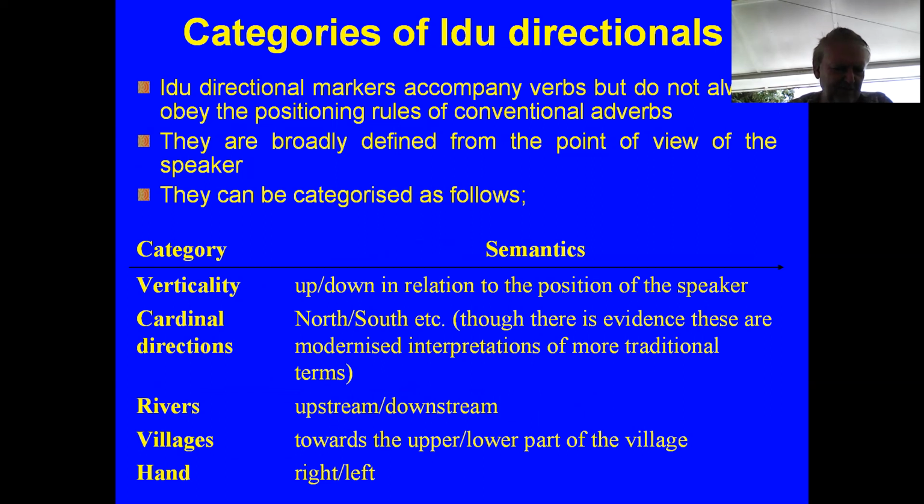And I've created five categories: verticality, up and down in relation to the position of the speaker; cardinals, that's north, south, east, and west, although, as I argue, these are probably modernized interpretations of more traditional terms; rivers, so there's a whole class of words describing upstream, downstream, this bank and the opposite bank, and so on; villages, so you have terms that tell you orientation in relation to the upper village and the lower village; and finally, right and left.